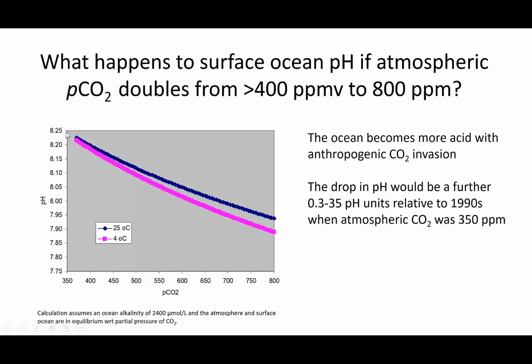So you can see here at 350 ppm, which was the atmospheric concentration of CO2 in the 1990s. If we continue on through to 800 ppm carbon dioxide in the atmosphere, we'll see a continuing reduction of pH in the ocean of between 0.3 and 0.35 pH units relative to the 1990s. As you can see here, under colder temperatures, because more CO2 can dissolve in seawater at colder temperatures, the pH effect is even more significant at lower temperatures in the high latitude oceans.